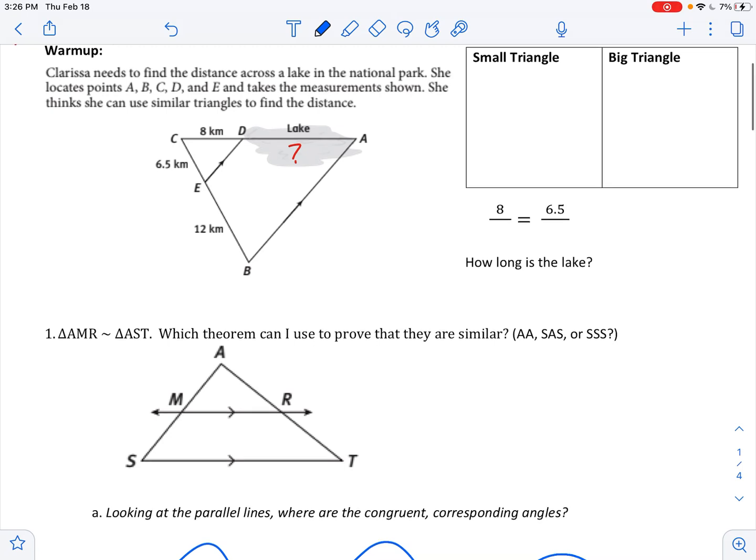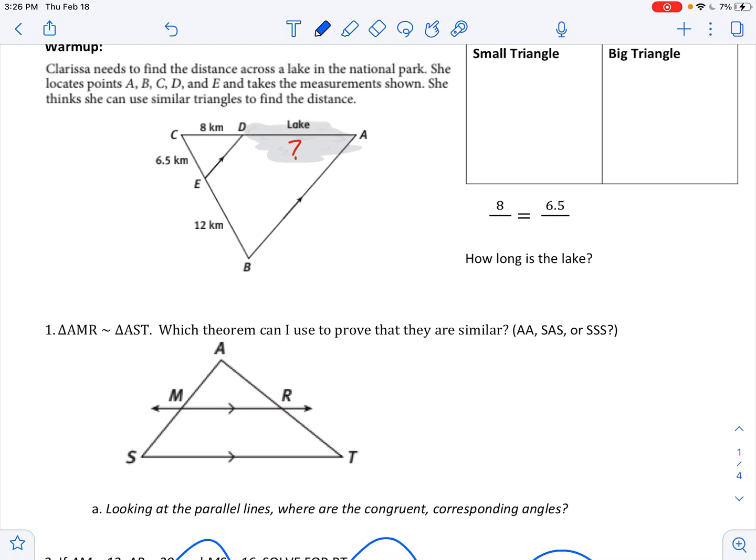So just as a warm-up here, Clarissa needs to find the distance across a lake in the national park. She locates points A, B, C, D, and E and takes the measurements shown. She thinks she can use similar triangles to find the distance. Okay, so she thinks she can use similar triangles, but are those actually similar?